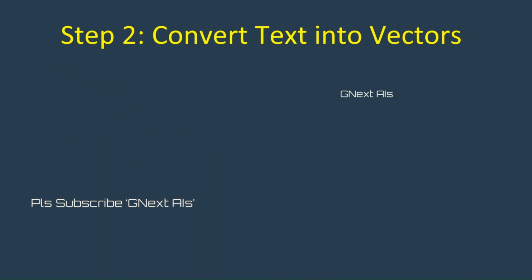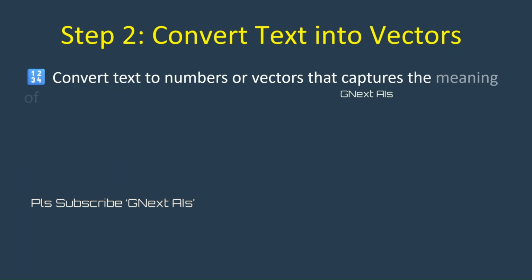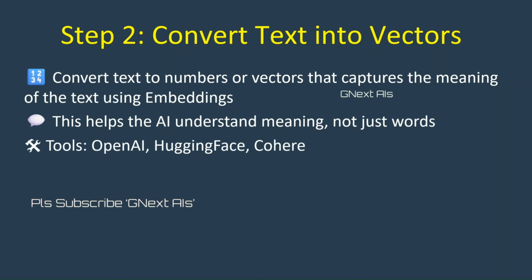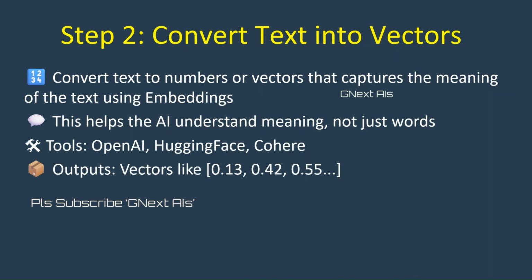Then step 2 is to convert the text into vectors, right? So convert the text into numbers, or vectors, that capture the meaning of the text using embeddings. This helps the AI understand the meaning, not just words. The tools you will use are OpenAI, Hugging Face, and Cohere, and the output you will get is in vector format. Whatever text is in the chunk will be stored like 0.13, 0.42, 0.55, dot, dot, dot, right?